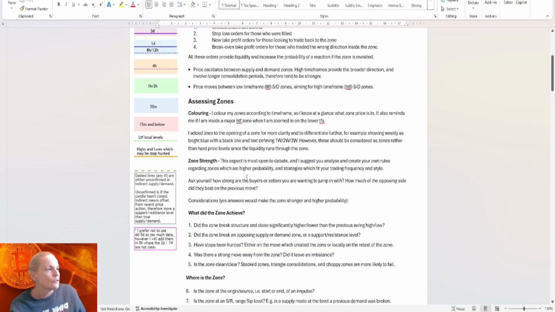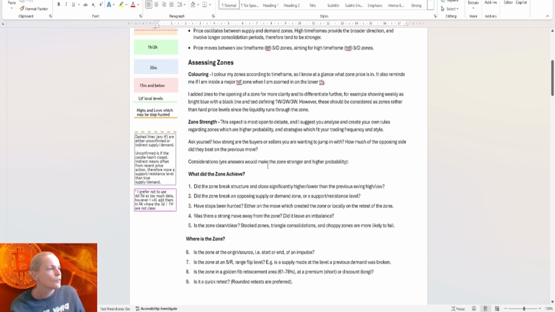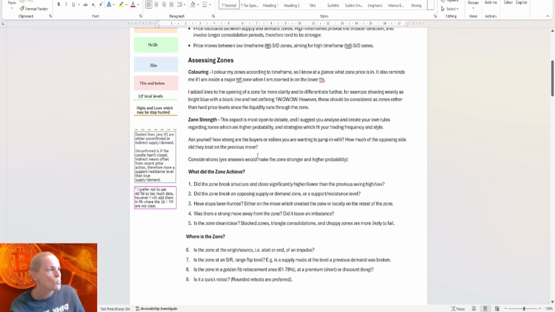Strong and weak zones. Okay, so what you're looking at is how strong are the buyers or sellers you are wanting to jump in with, and that's, I guess, the key question. When I even started looking at supply and demand and thinking about how the charts worked, that's what I was thinking all the time, and all the questions I have below here are essentially related to that.